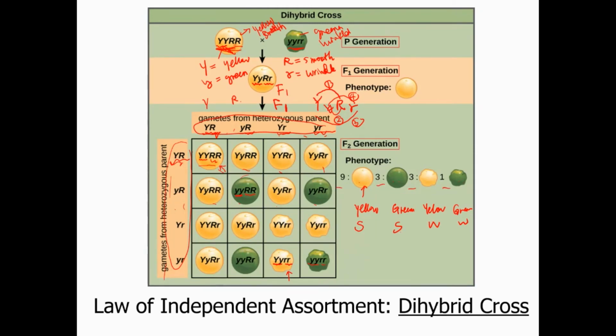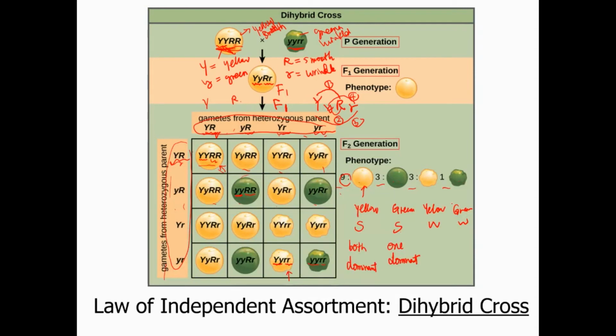So you have to memorize this ratio, just like how you memorize the 3 to 1 ratio when we talk about monohybrid. This is dihybrid, and the ratio for different phenotypes in the offspring is going to be 9 to 3 to 3 to 1. So remember this: 9 is going to be the seeds that have both dominant traits. And then the 3 means they only have one dominant trait, whether it's yellow or whether it's smooth.